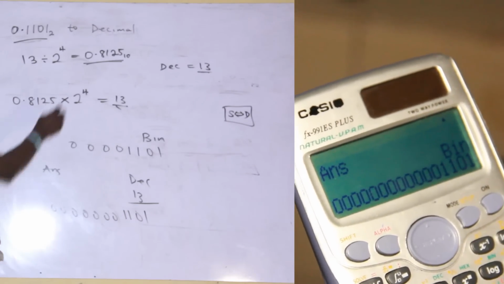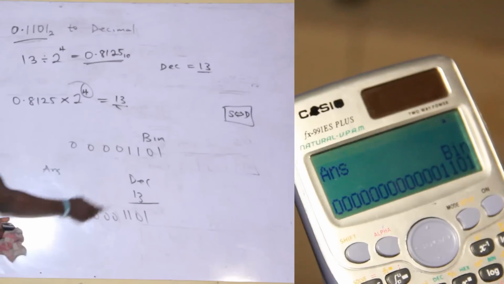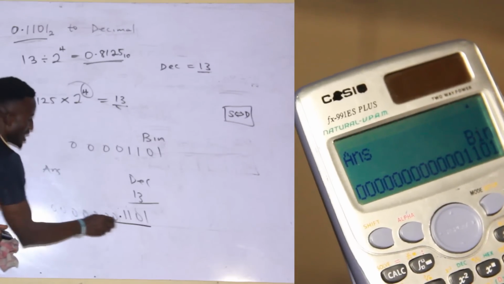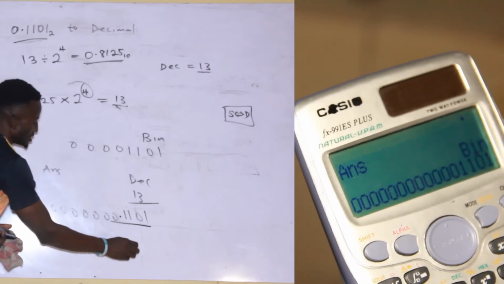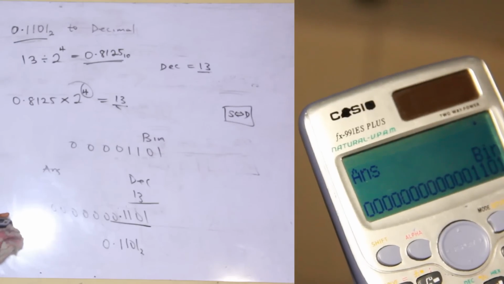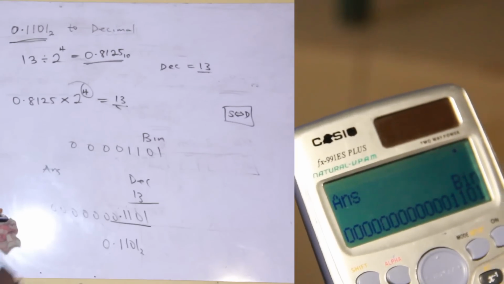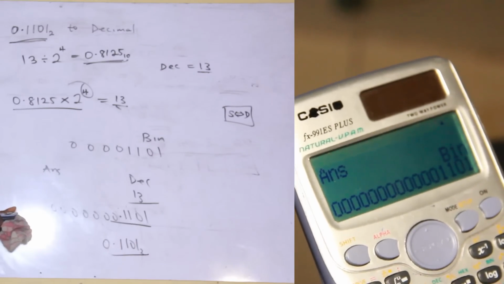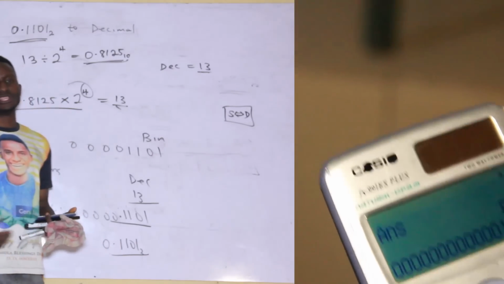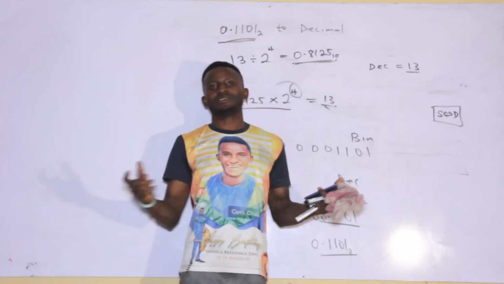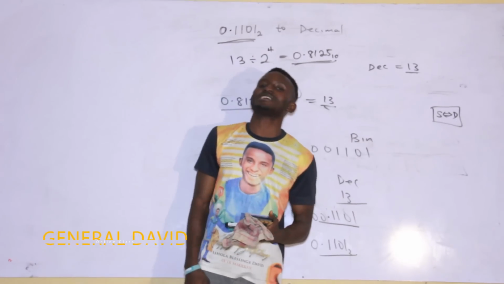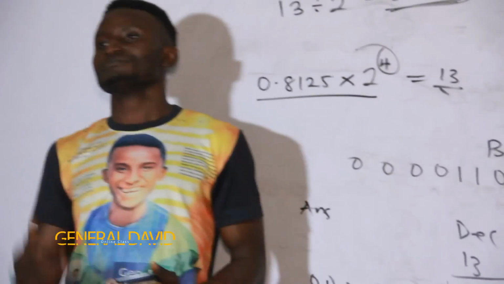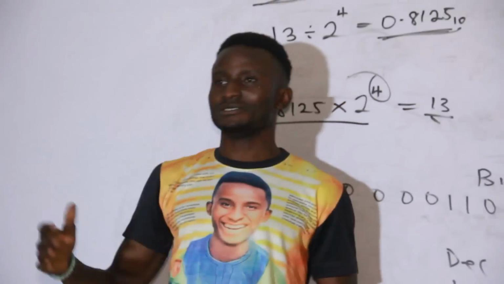Then how will you know this? You now check the number you use here, which is 4. So you now count from behind this one. That's 1, 2, 3, 4. So that means the point is here. That means you now have the answer to be 0.1101 base 2. So we've been able to convert from this 0.1101 base 2 to this, and we've been able to convert from this back to 0.1101. And I believe with this, we've been able to cover a lot about the conversion from hexadecimal to octal, from decimal to binary, from binary to octal, and from binary to decimal.